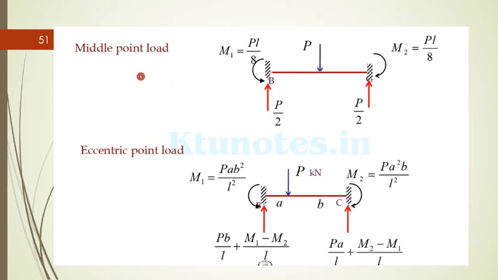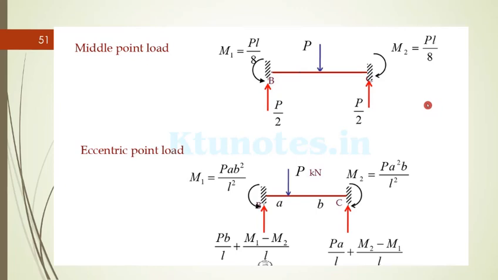And in the case of a middle point load like this, which has to be made to equivalent joint load for analyzing the flexibility and the stiffness matrices, for this type of load, the moment at both the supports will be PL by 8, PL by 8, and the reaction will be P by 2 for both supports.